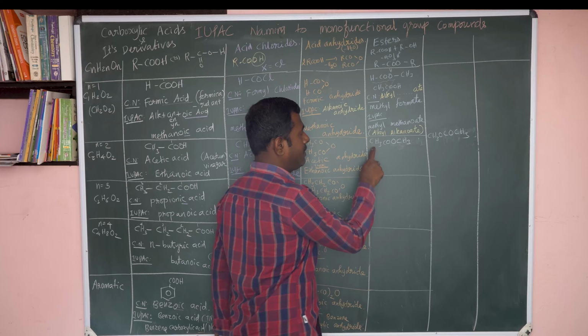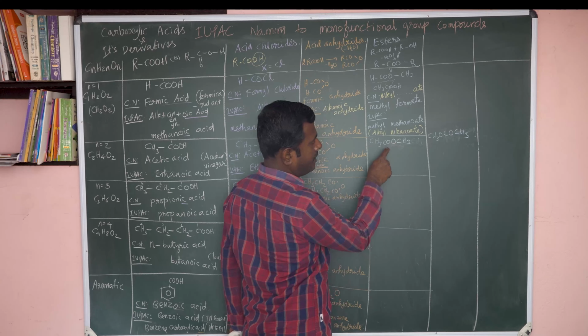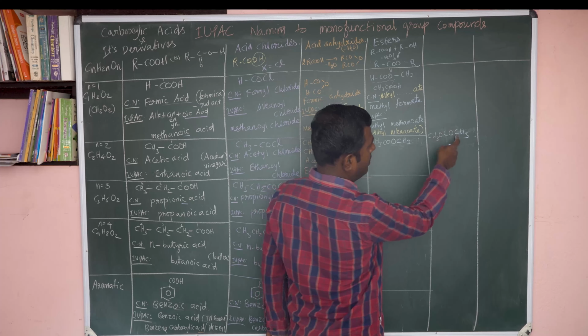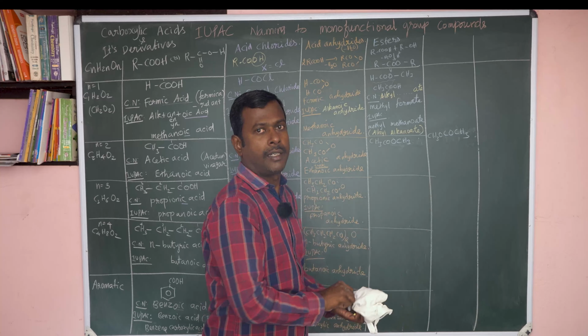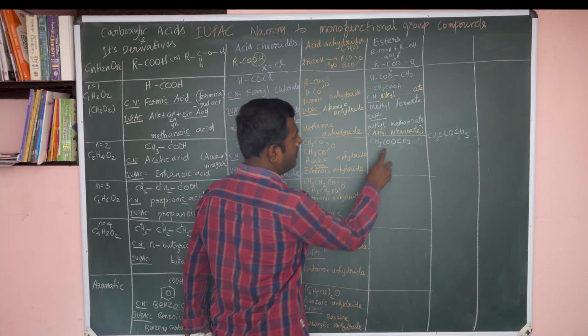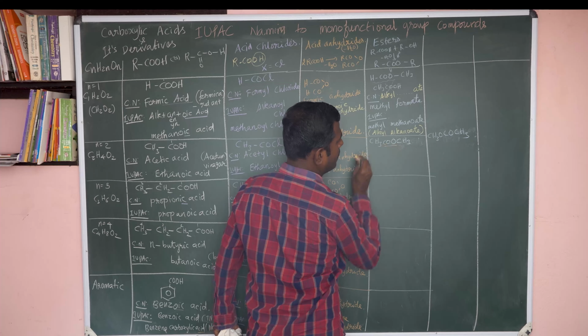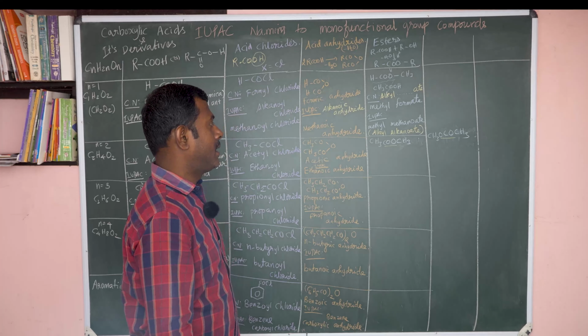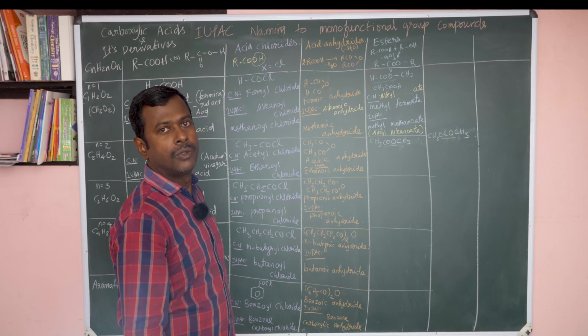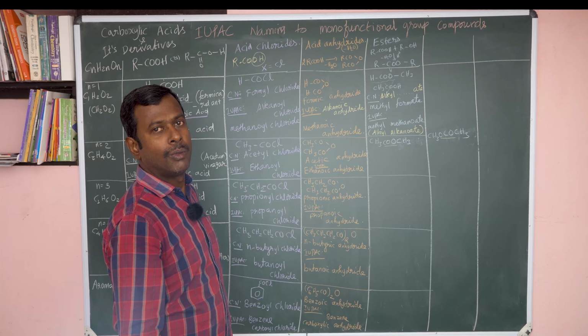If you write acid first and alcohol next, the structure will be like this. If you write alcohol first and acid next, the structure is like this. What's the difference between these two? Are they the same or different? Here the ester is written as COO, and here as OCO. Which one is correct, COO or OCO? Both are correct.